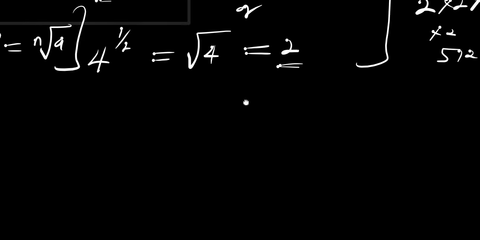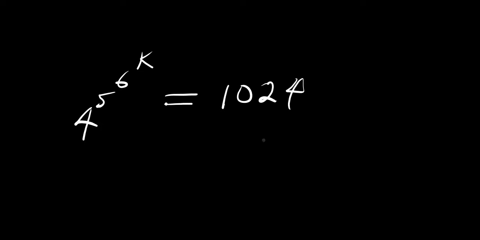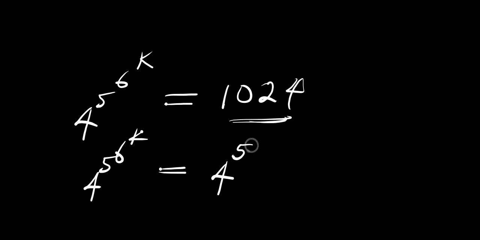Now, how about this one? How about if you have something like this? 4 power 5, power 6, power k, and this equals 1024. How are you going to solve this? The same method. We have 4 power 5, power 6, power k, and this equals 1024, which is the same thing as writing 4 power 5, because 4 raised to the power 5 is the same thing as 1024. So this is what we are going to do.